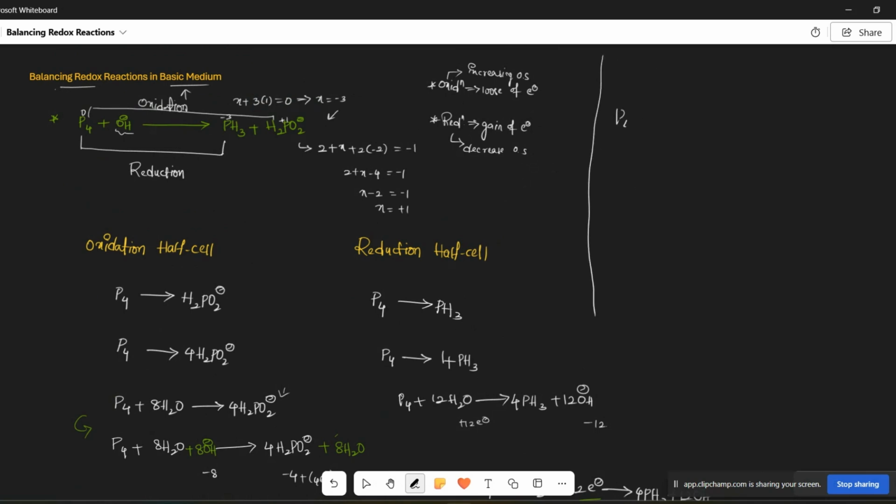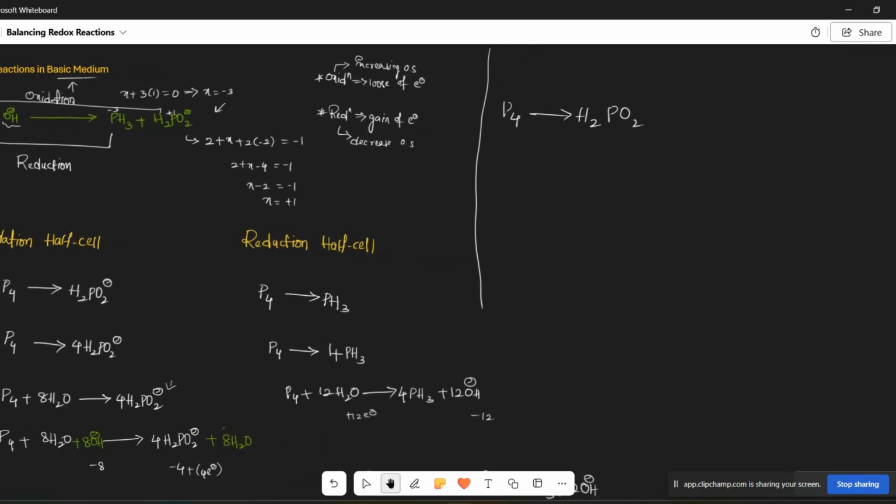First, try to separate both, I mean, separate the oxidation half cell and the reduction half cell. Just write it over here like this. And what we need to do here, first we need to balance other than oxygen and hydrogen. You just keep 4 over here itself, and here also 4 we need to keep. Okay, 4 and 4, right.